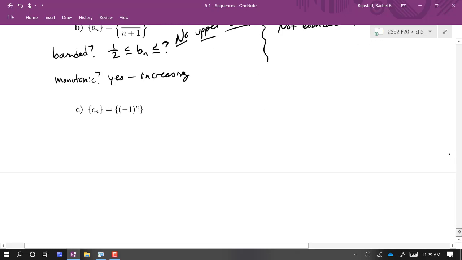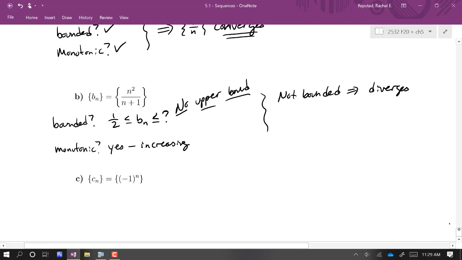Our last one is the sequence whose terms are (-1) to the n. Now this one is definitely bounded, right? All the terms are between -1 and 1. Is it monotonic? No. It alternates, so it's not monotonic.